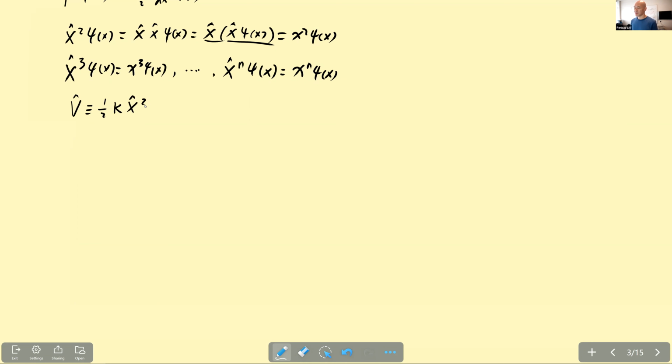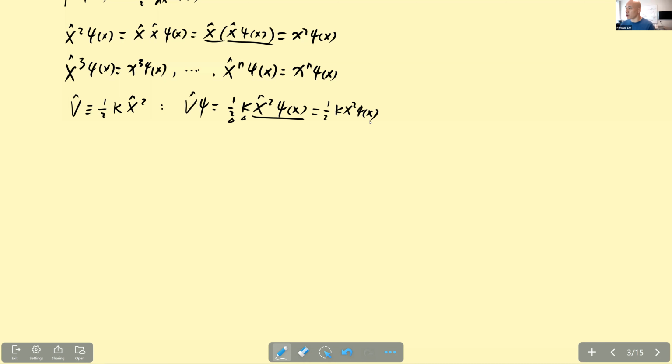So what does this mean? This is defined as, right, that means you act this operator on the wave function first, and then you times a constant, and then you times another constant, 1/2. Obviously, this equals 1/2 k x squared times psi of x. Right. So this way you can actually form a kind of a function of an operator.